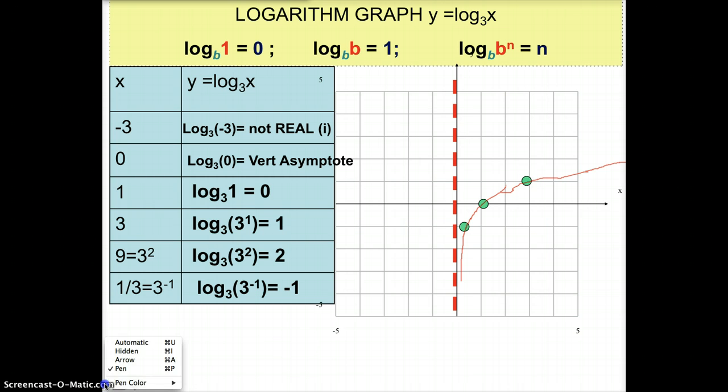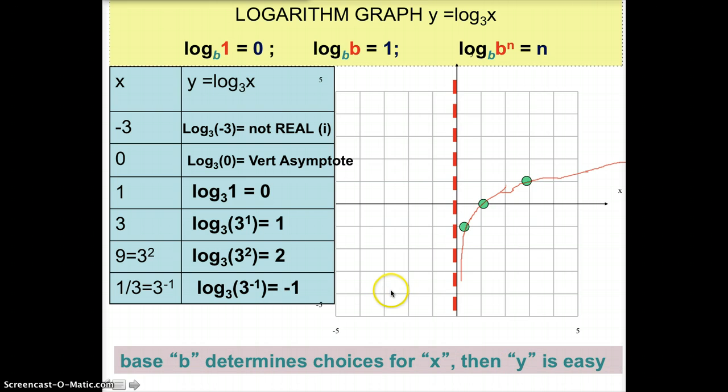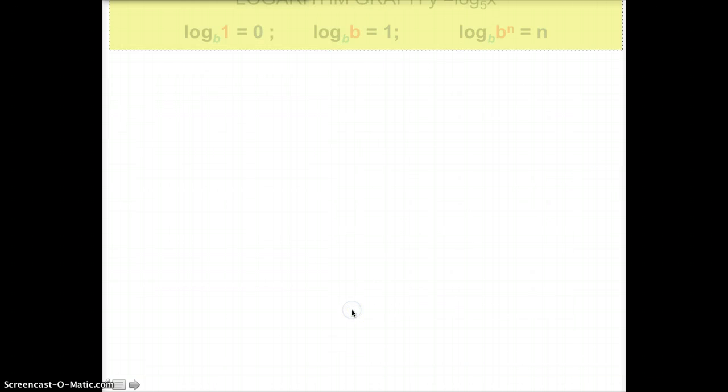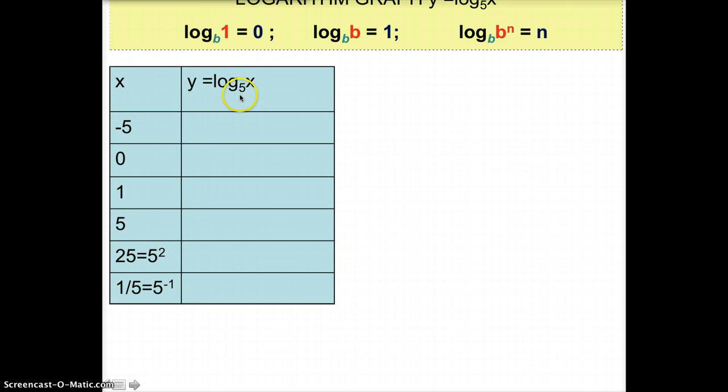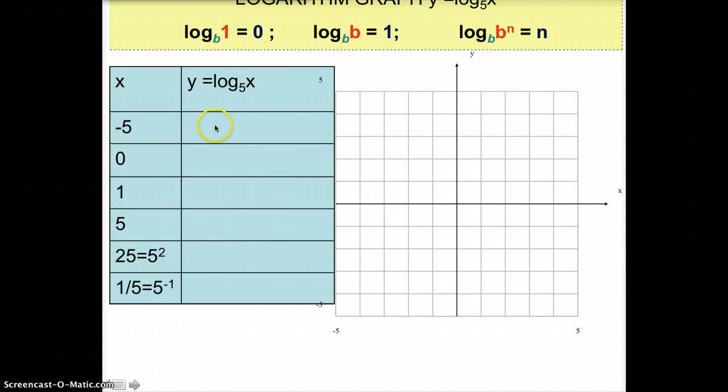We want to make choices that make this easy. So now we're going to do a base 5. I hope by now that you're getting the idea that a base negative 5 cannot be allowed. That's a non-real number, so it won't show on the graph. 0 is the vertical asymptote, so there's the vertical asymptote.